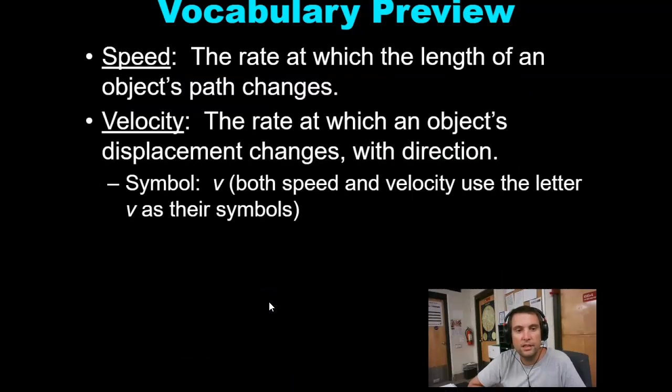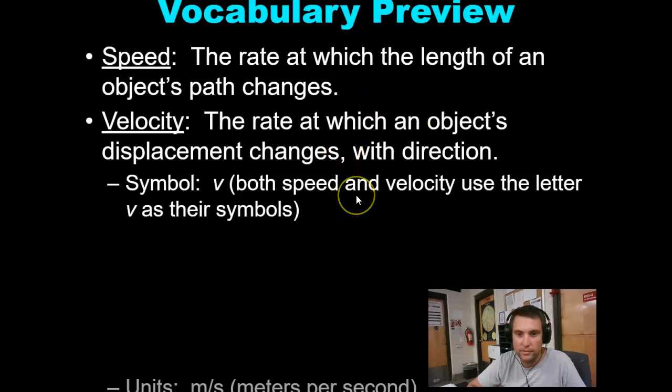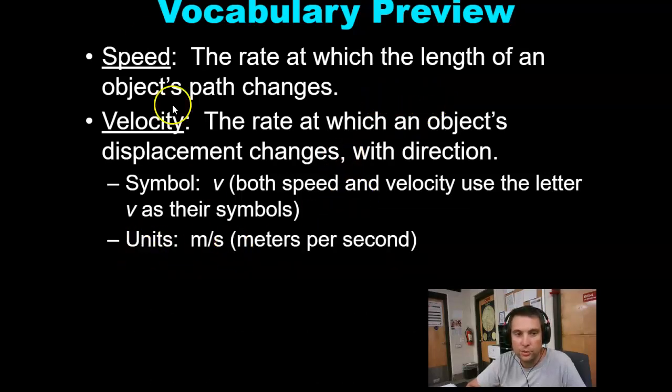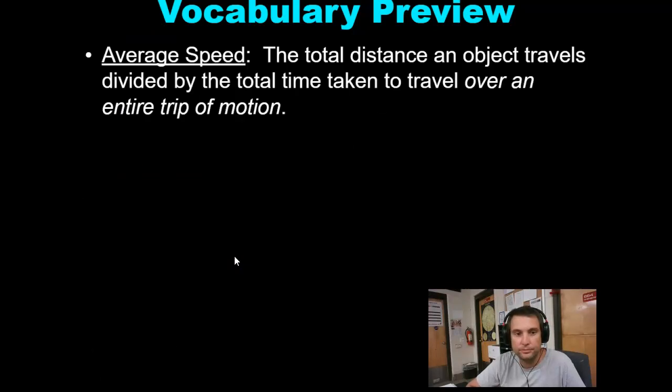A little bit more. Speed is the rate at which the length of an object's path changes. Velocity is the rate at which an object's displacement changes, with direction. So the symbol is v for both speed and velocity. Speed is just the scalar quantity. It's just the rate that the length of the object's path changes. And then velocity is the rate of the object's displacement changing. So it includes direction. And the units for speed and velocity, we're going to use meters per second.